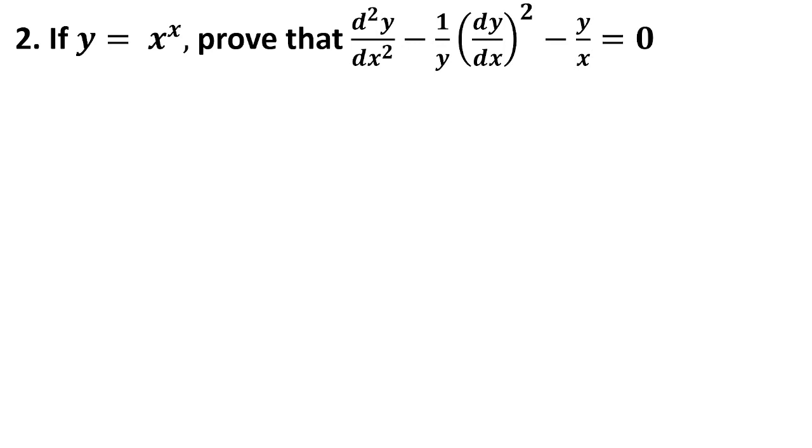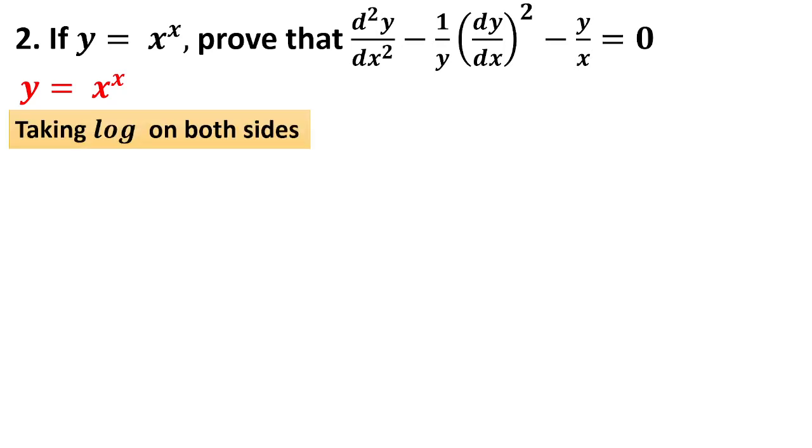Y is equal to x power x. Prove that second derivative minus 1 by y into first derivative whole square minus y by x is equal to 0. You have been given x power x. All of you know this can be tackled only using logarithmic differentiation. Take log on both sides. Log y is equal to x log x. Power will come to the front.